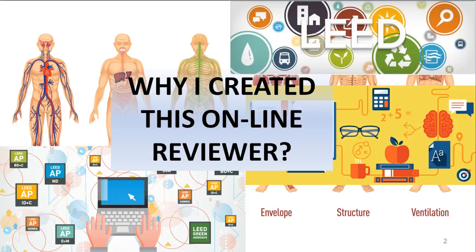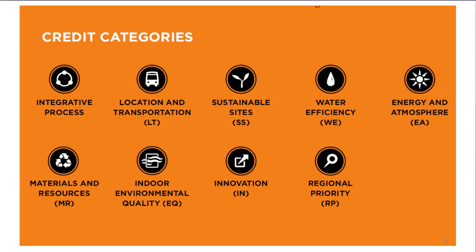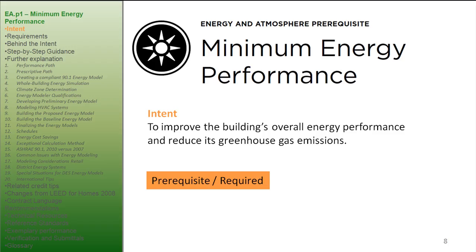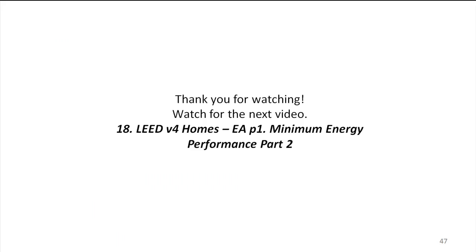These are the LEED credit categories. On my previous video, we discussed the Energy and Atmosphere Prerequisite 1, the Minimum Energy Performance Part 1. Now we will continue this same credit due to its long presentation.